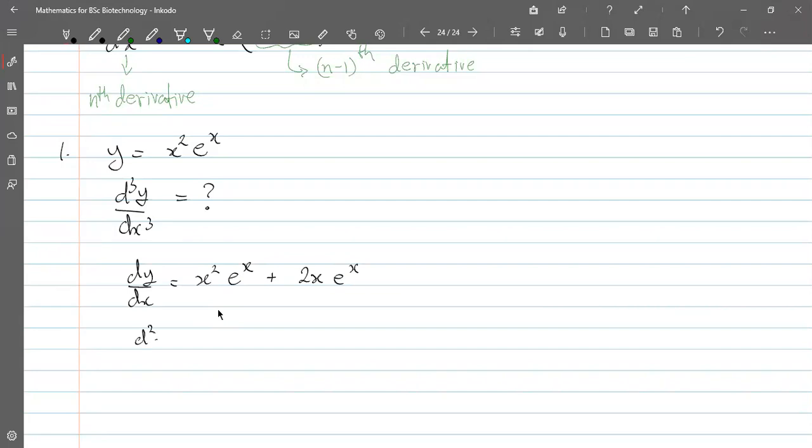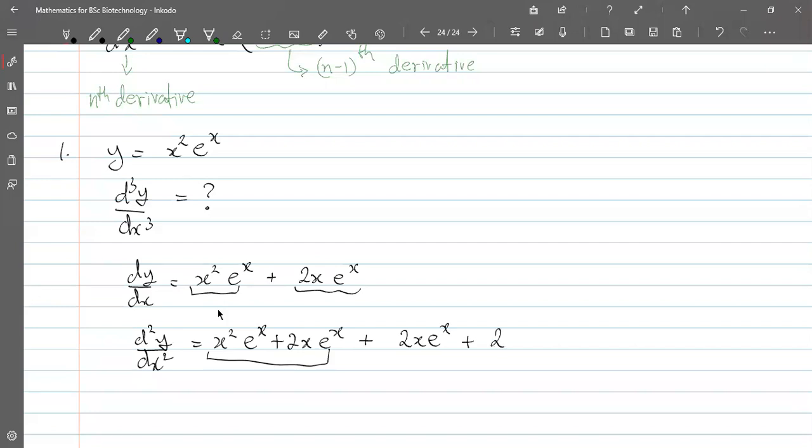Now the second derivative, d square y by dx square. So now I have two terms here. Each should be differentiated using product rule again because both are products. So the first one again becomes x square e power x, because it's the same as before, plus 2x e power x. So this much is the first term's derivative. And the second one's derivative is 2x e power x plus 2 e power x.